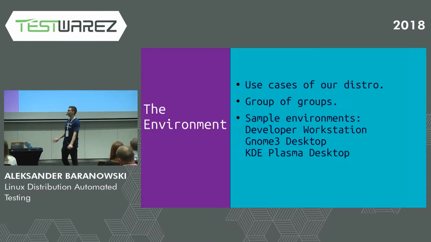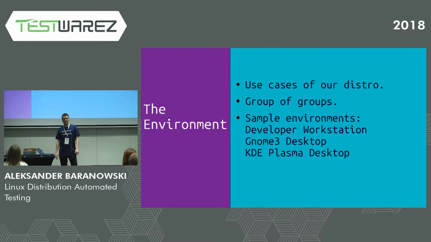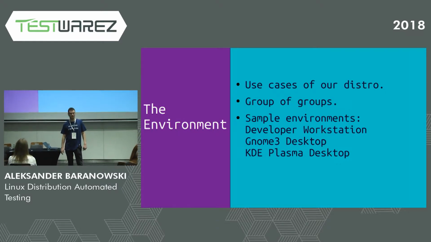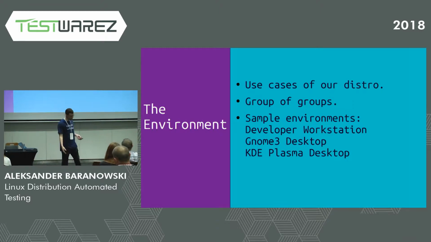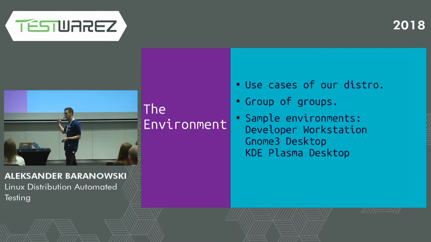Okay, and environments, the next thing. You can think about environments as use cases for the distribution. When you think about them, they are groups of groups, but deep down they are the real use cases of your distribution. For example, there is development workstation, GNOME 3 desktop, KDE Plasma, whatever. But also the whole working distribution, there could be, for example, high availability web server, high availability database, and so on.